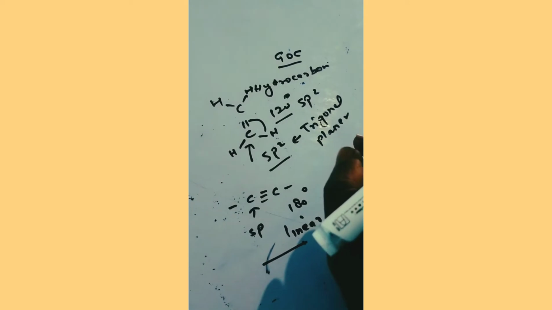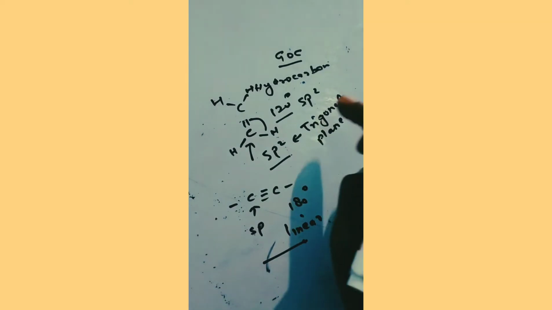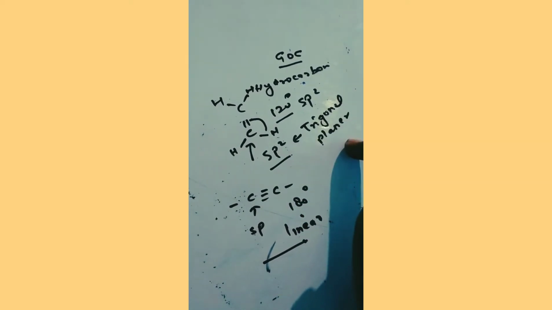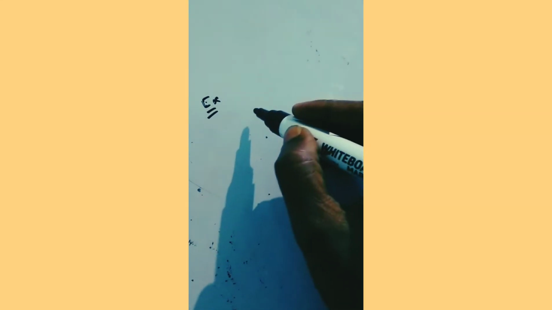So three types of hybridization means three types of carbon are present: either sp3, sp2 or sp. The bond angles will be 109.5 degrees, 120 degrees and 180 degrees respectively for sp3, sp2 and sp. And the geometry will be tetrahedral, trigonal planar and linear. So this is all about hybridization. Next we will discuss some questions in which you will solve which type of bond is present.